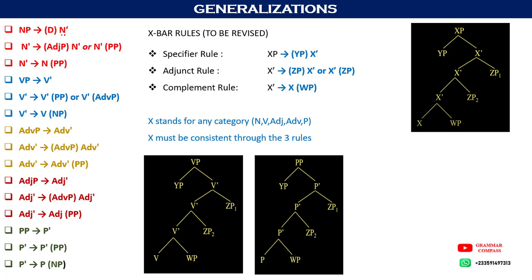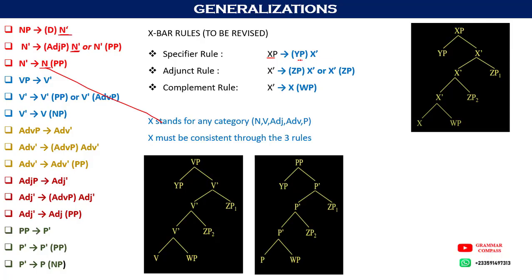So over here, we see that the noun was found, N bar. In the second rule, the noun was found. In the last rule, the noun was found. So the X, which can stand for any category, must be consistent through the three rules. So this is the general rule for the specifier. The specifier rule states that an XP, which can stand for any phrase, gives us an optional specifier and an X bar. So if it is the noun phrase, it gives us an optional determiner and an N bar.